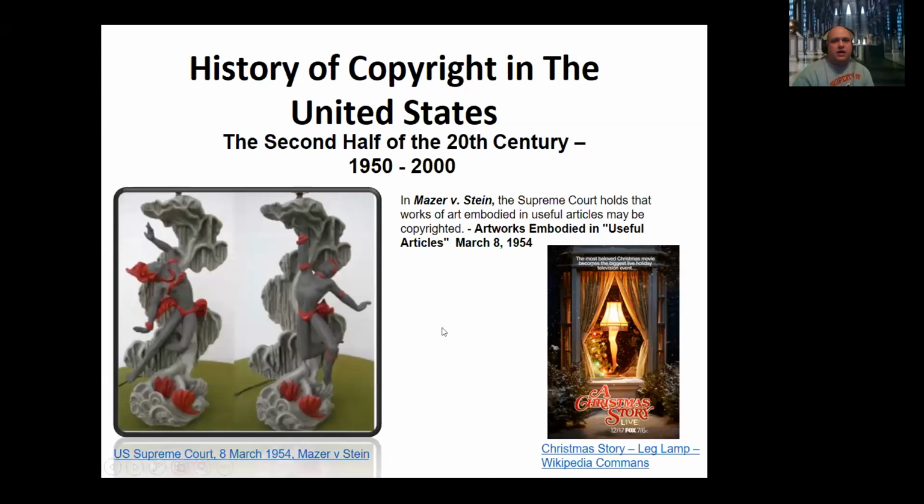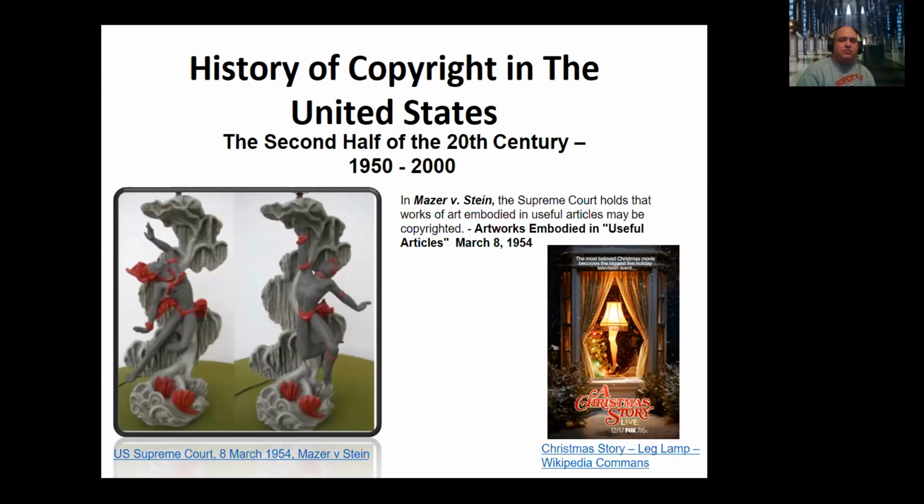So here we see a court case. This was Mazer versus Stein. The Supreme Court holds that works of art that are useful articles may be copyrighted. So in the image of the two statuettes, they look like statuettes, but actually they're part of a much larger item. They're part of a lamp.